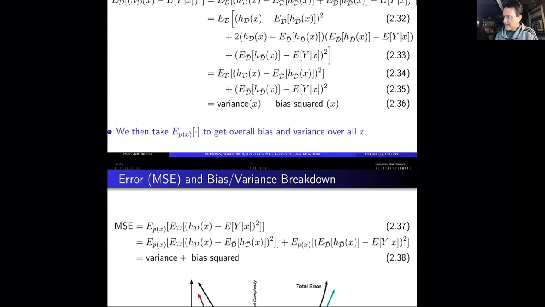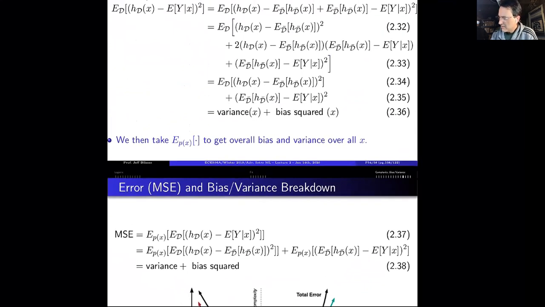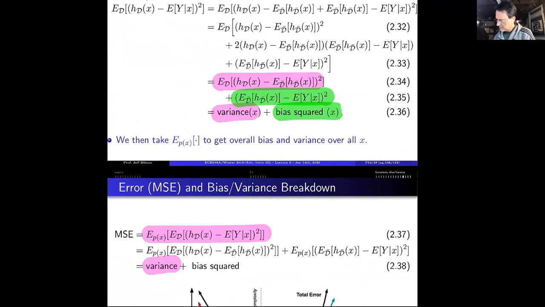Okay, so let's analyze that. Just to connect the previous and the current slide, we had the variance, and this is the expected value with respect to x of the variance. And we have the bias squared, I'm sorry, I made a mistake there.